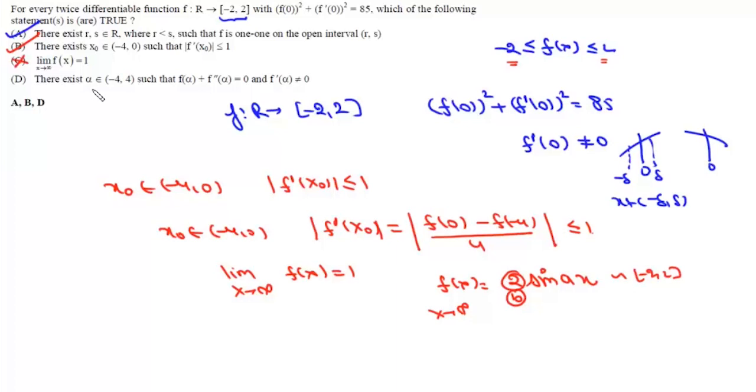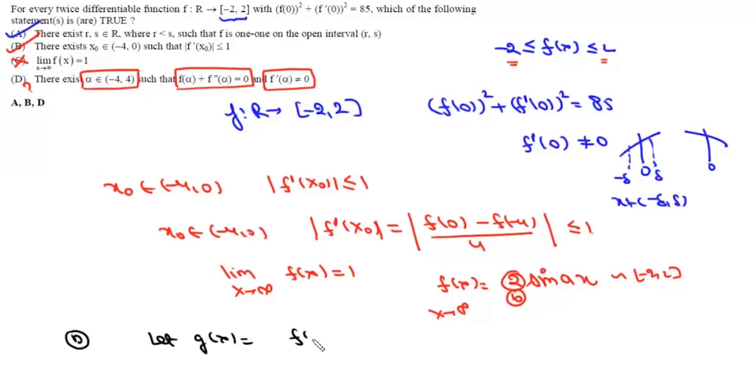Now this D is, there exists alpha in (-4, 4) such that f(alpha) + f''(alpha) is 0 and f'(alpha) is unequal to 0. Now this option is the trickiest one. For this fourth one, what we'll do is, we'll assume a function g(x), and we let this g(x) as f(x)² + f'(x)².